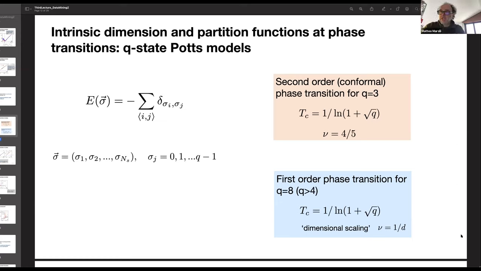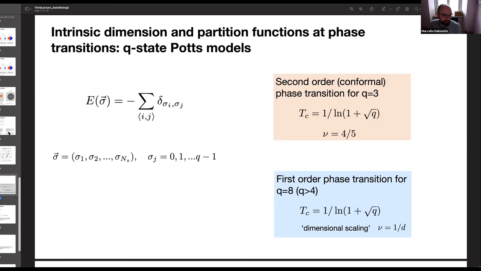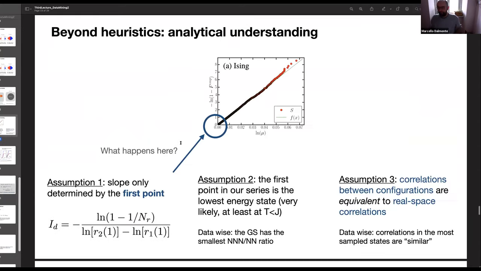So there's a question in the chat, a very good question, actually. Yes, it's an excellent question. How general is your third assumption in the frame of Markov chain Monte Carlo? We are trying to understand this. It is not clear. We believe that it is possible that our assumption actually is true in general for a Markov chain.